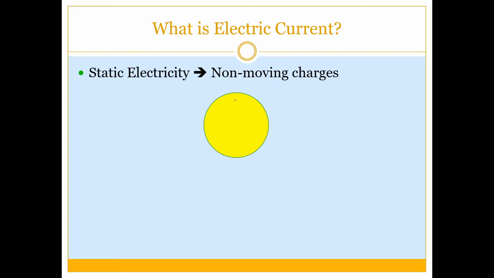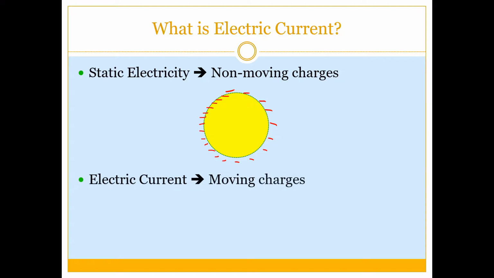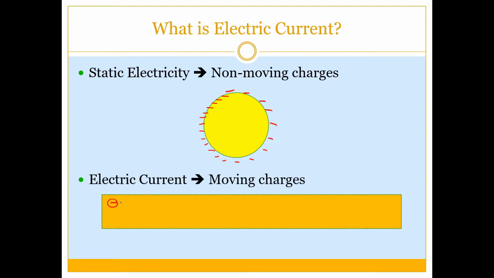So if this was an object and you had it charged, then the negative charges, because positive charges don't move, the charges would basically stay on your object and they don't move. Whereas in current electricity, we have moving charges, or basically moving negative charges. So if we have a negative charge, this negative charge has the ability to move through the substance. Something is causing these negative charges to move.